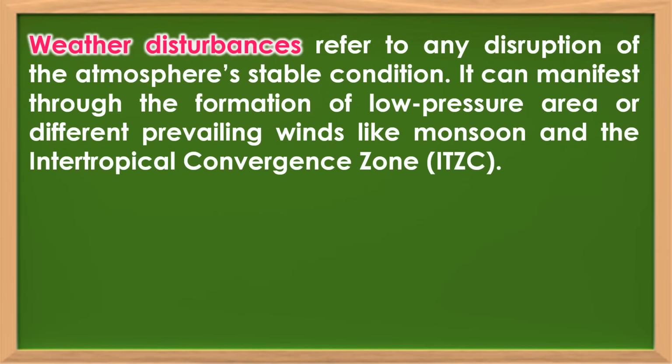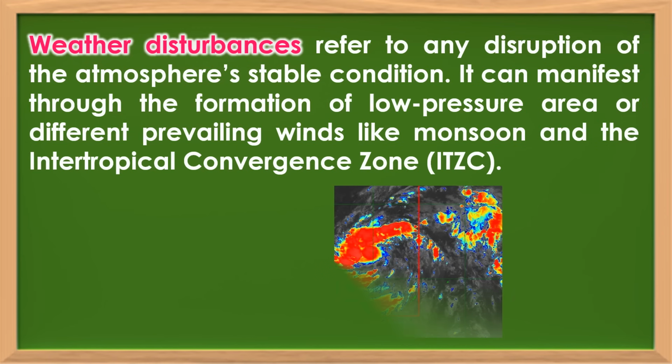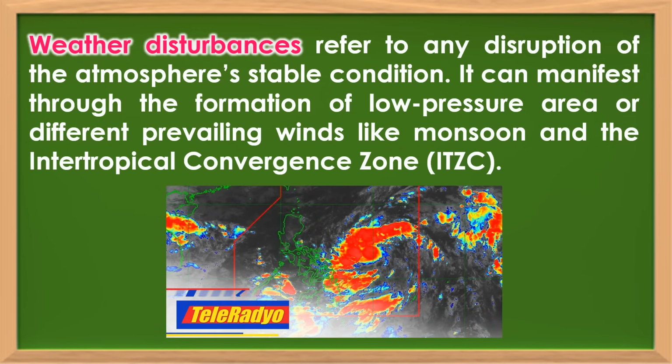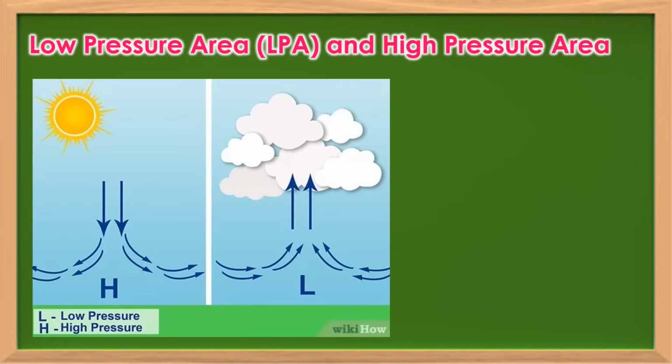It can manifest through the formation of low pressure area or different prevailing winds like monsoon and the Intertropical Convergence Zone. Low pressure area or LPA and high pressure area.